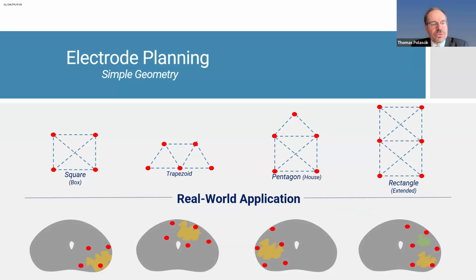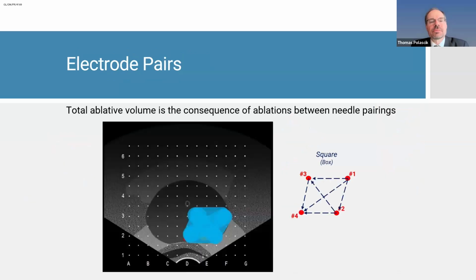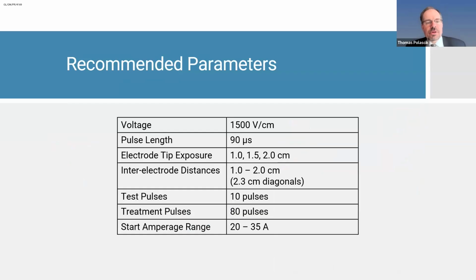You get the probes to fit in the configuration that you like. All right. So the total ablative volume is the consequence of ablations between the needle pairings. You're going to fire them off on each of the axes of the rectangle and then across your diagonals. We reviewed this already. This is basically you're going to be working in the 1 to 2 centimeter range, and your interelectrode distances between 1 and 2 centimeters.